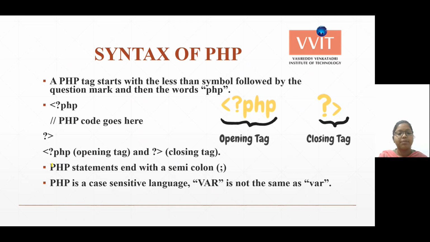This is the PHP opening tag, and here we need to write the PHP code and close the tag. The PHP statements should end with a semicolon. Whatever code you write, each and every statement must end with a semicolon in PHP. PHP is a case sensitive language. See here, where is a variable, and here all the characters are in uppercase, whereas here all the characters are in lowercase. So this WHERE is totally different from this where with lowercase characters. Both are not the same. They are considered as different variables in PHP. This is about the syntax of PHP, opening tags and closing tags.